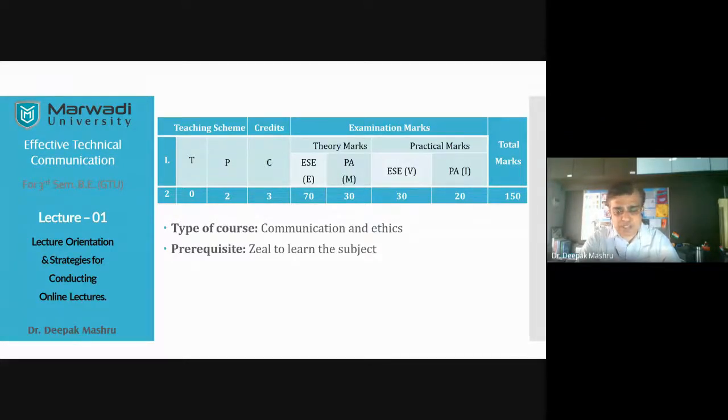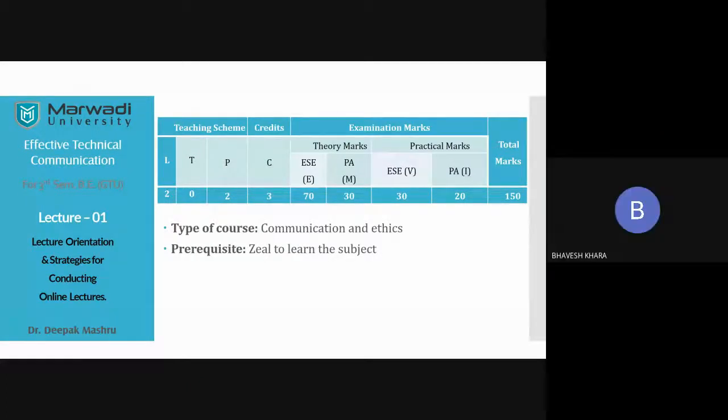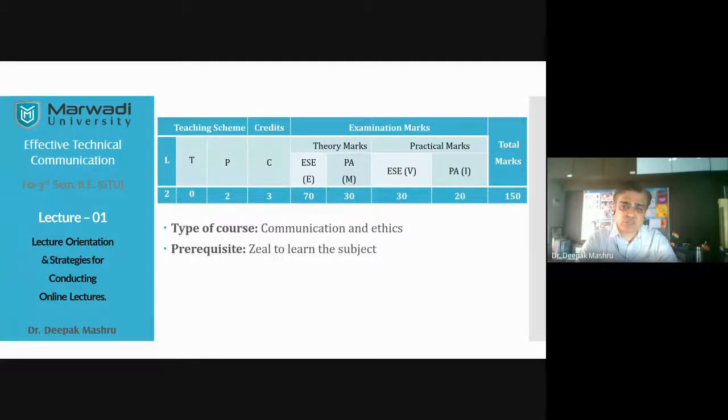This subject has 3 credits. The marks for the final exam would be 70. The mid-sem exam will be conducted for 30 marks, right? And 30 marks and 20 marks, total 50 marks, that is for practical marks. So how we have divided these 50 marks, we'll talk about it.